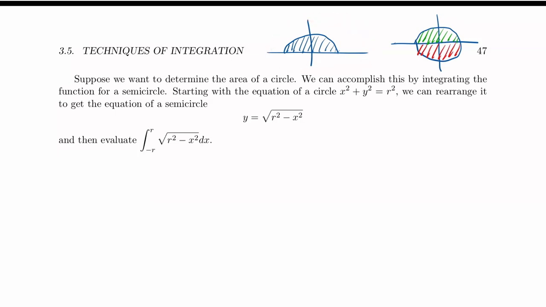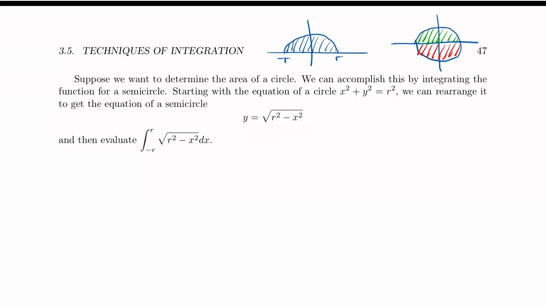And the semicircle has a radius of r. Okay, so starting with the equation x squared plus y squared is equal to r squared, we can rearrange it to get the equation of a semicircle. So this is the equation of a semicircle.